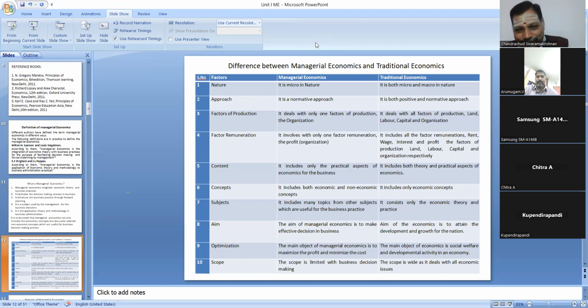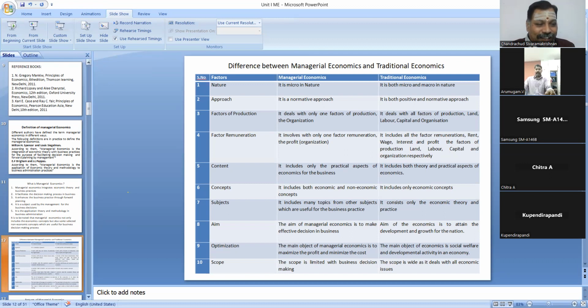Then as far as aim is concerned, the aim of managerial economics is to take decisions in a business. For decision making only, we are studying this particular subject. So the scope will be less compared to traditional economics, because that is a few thousand years old and has a variety of applications. But here we are confined to business only. So these are all the factors by which we can differentiate managerial economics from traditional economics.